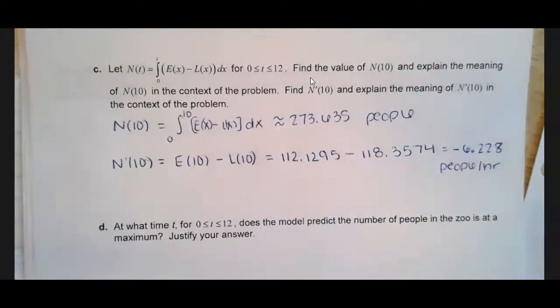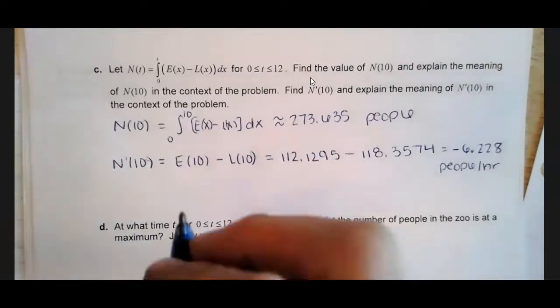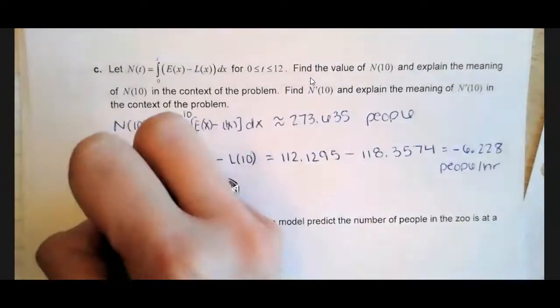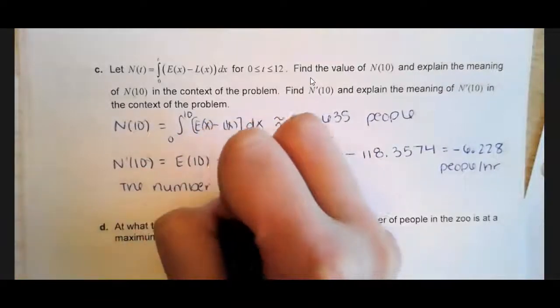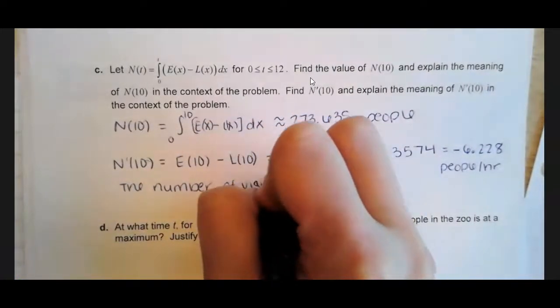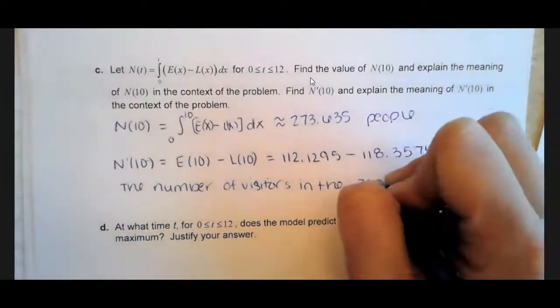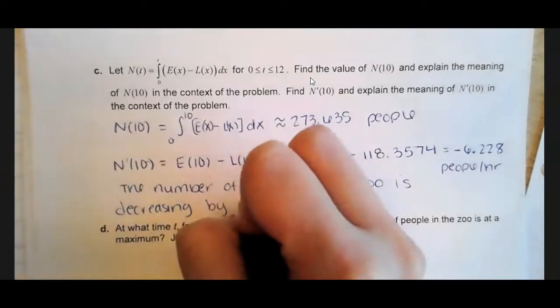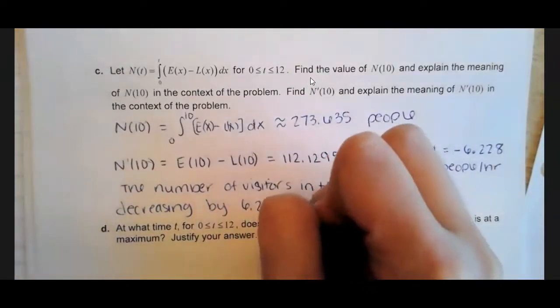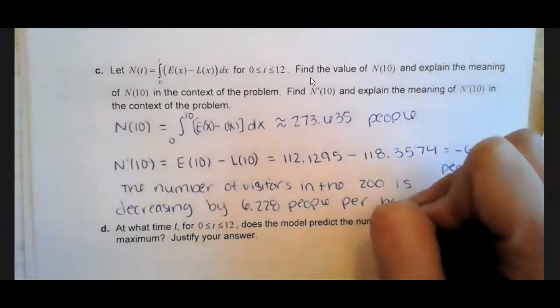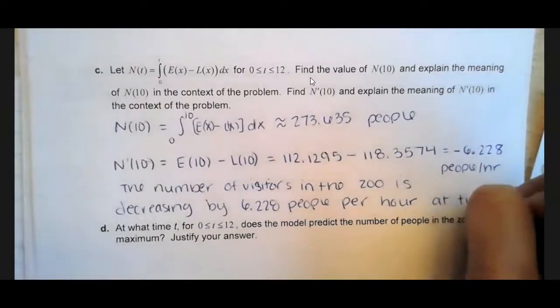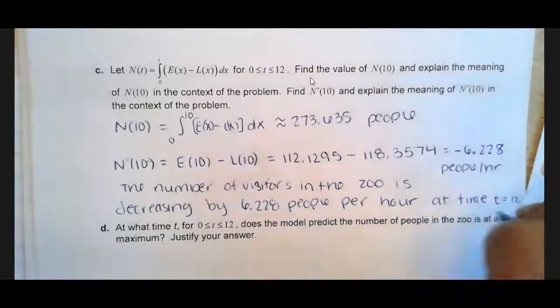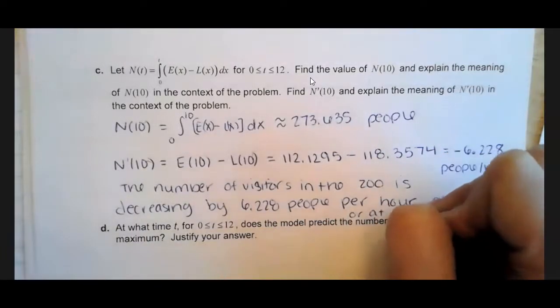So if the derivative is negative, then that means that the amount of visitors in the zoo is decreasing at that time. So N prime of 10, because it says explain the meaning, means that the number of visitors in the zoo is decreasing by 6.228 people per hour at time t equals 10, or at 6 p.m.